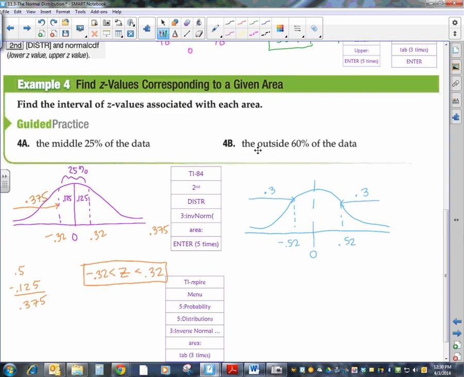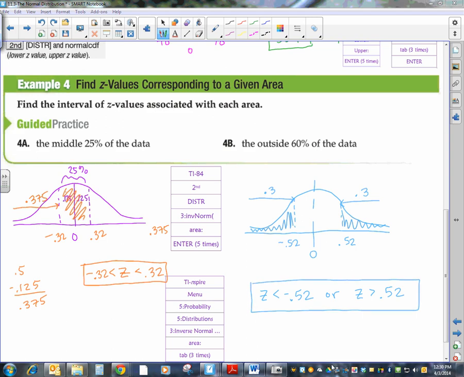Now, keep in mind, they're asking us for the outside 60%. Back over here, they asked us for the middle 25%, so I had my expression like this. When I write my answer over here, I'm going to say that my z values have to be less than negative 0.52, or they have to be greater than 0.52. So you have to be careful about what the question's asking. All right, on to the last thing that we have to talk about.